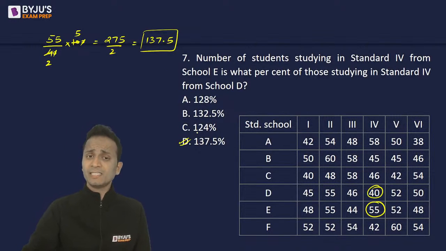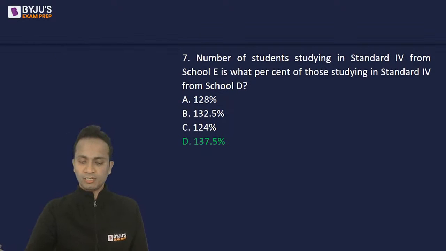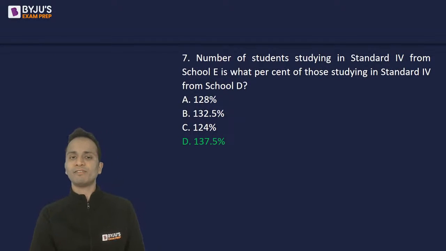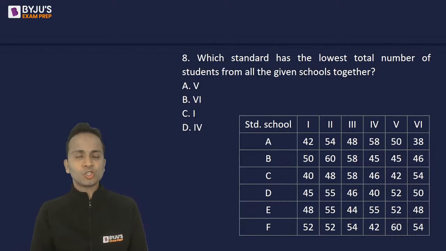137.5 should be the correct answer. And yes, it is the correct answer, option D, which again I can see majority of you have given. In fact, those who have given the answer, they have given the correct answer. Nice. Let's move on towards the last question, question number 8.